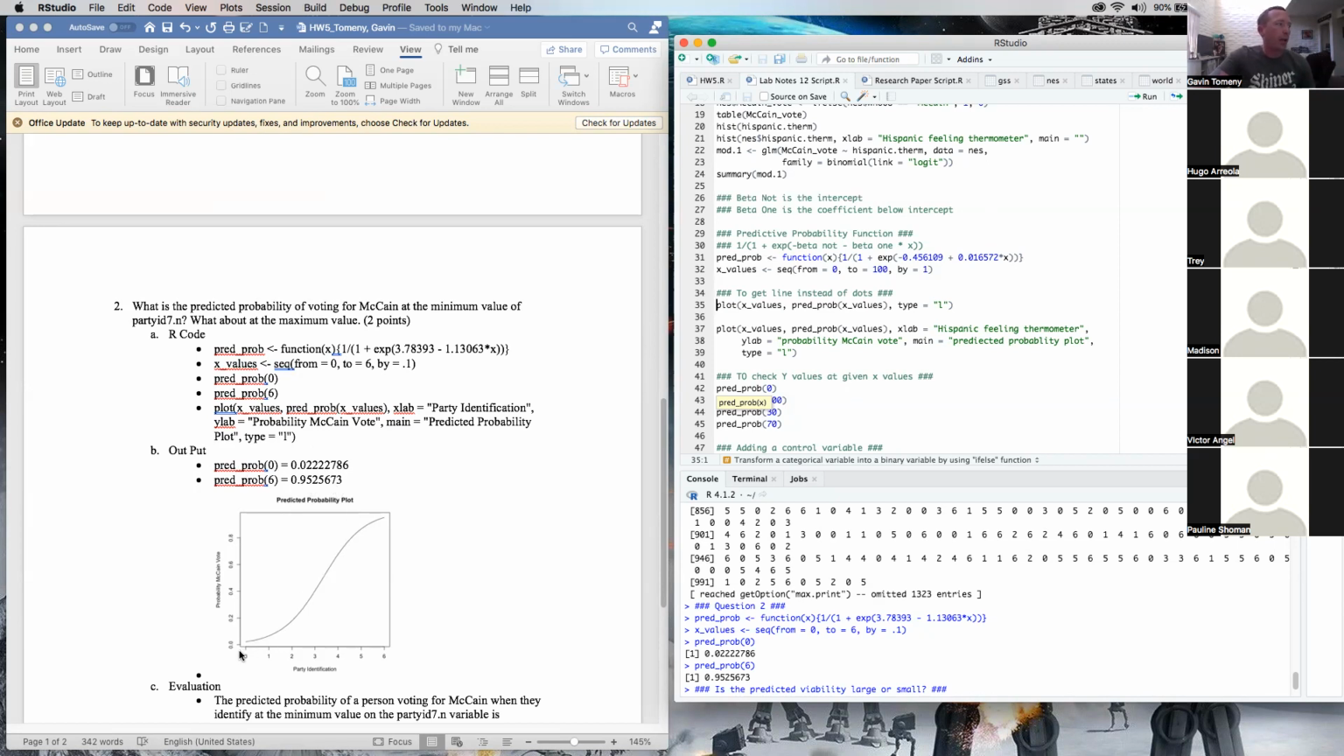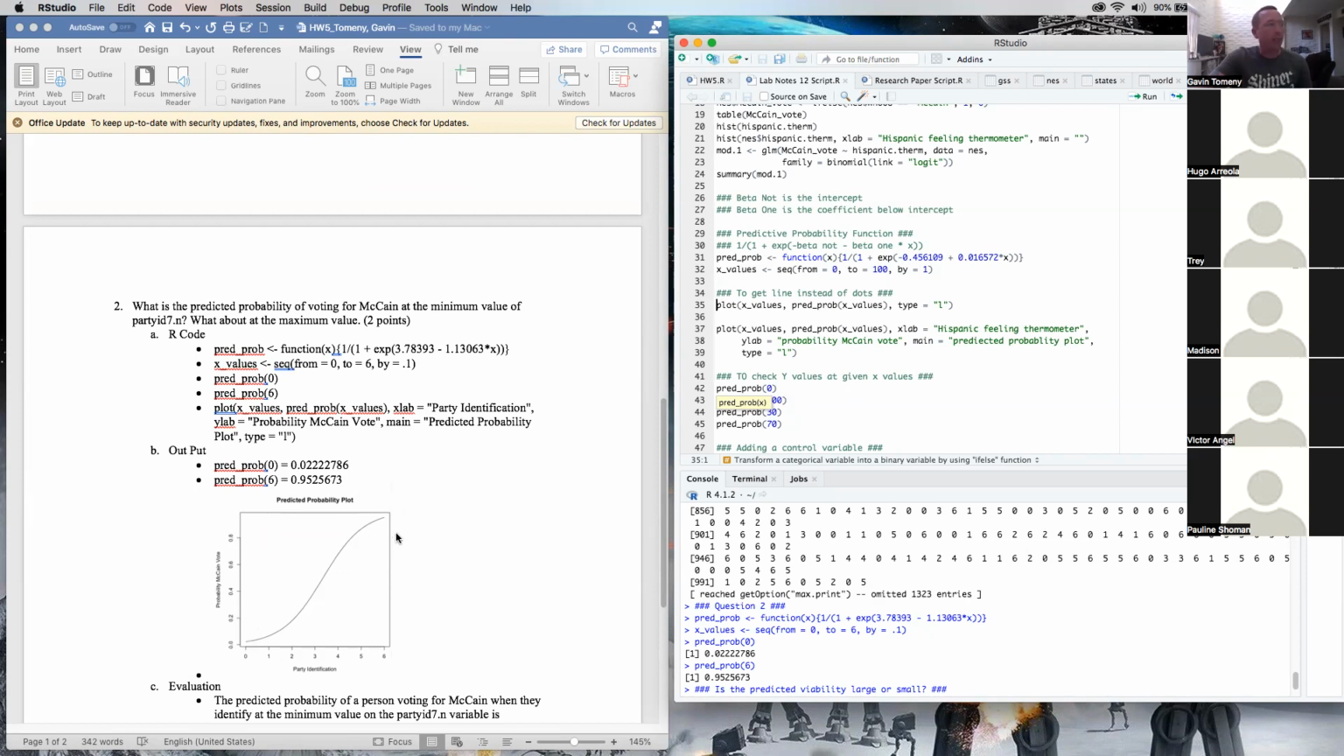So right here, you have your super left-wing people. And so they almost are not going to vote for McCain, because this is basically a probability. It's like a percentage of 1, 1 being they vote for McCain, 0 being they won't vote for McCain. And so if someone's super far left-wing Democrat, there's a really low chance they're going to vote for McCain. Whereas if someone is super hardcore Republican, there's a very high chance they're going to vote for McCain.